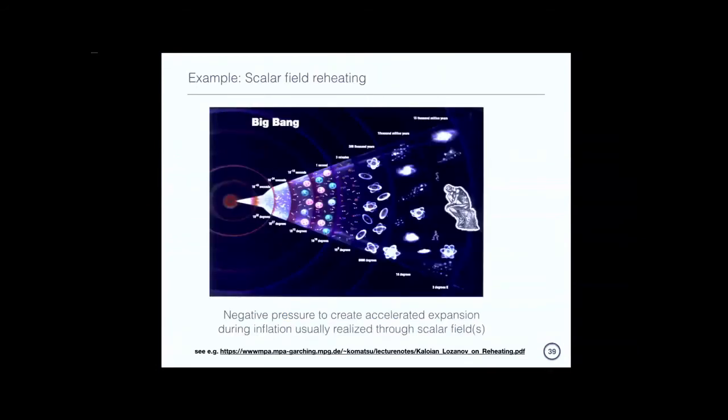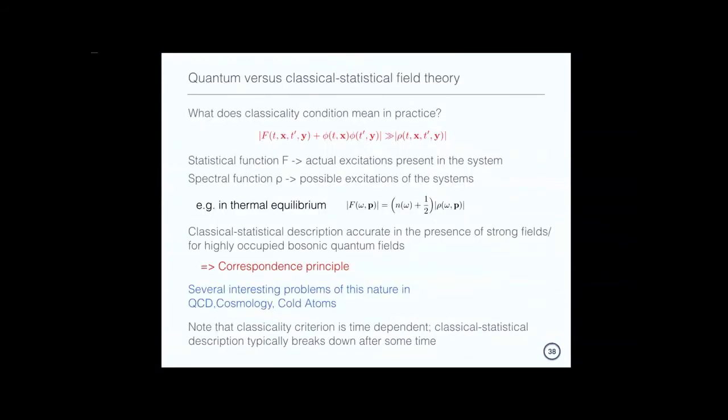I think what comes next is now our first example of non-equilibrium physics. And essentially what we're going to be looking at is thermalization of a scalar field theory.